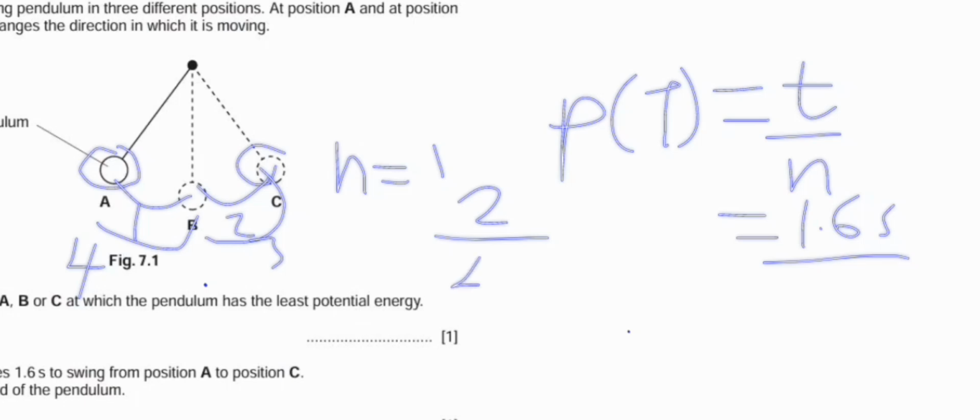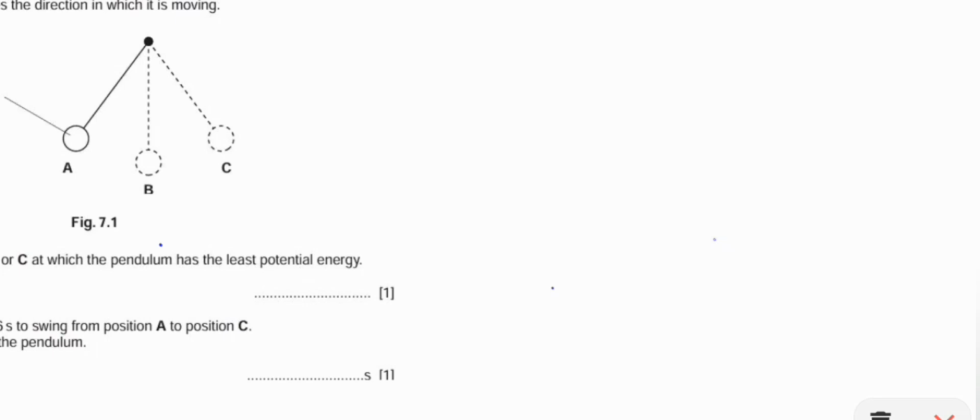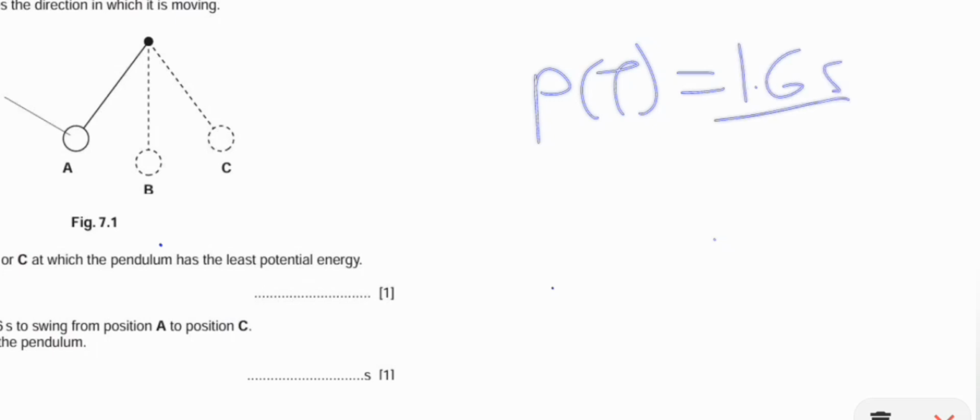So we can divide by 4 here. As the result, the answer is 0.5. So 0.5 is the number of oscillations. Now that we know the number of oscillations, the period of the pendulum is equal to 1.6 seconds for the time taken divided by the number of oscillations, which is 0.5. When I divide, I get 3.2 seconds. Usually, the period of the pendulum is measured in seconds.